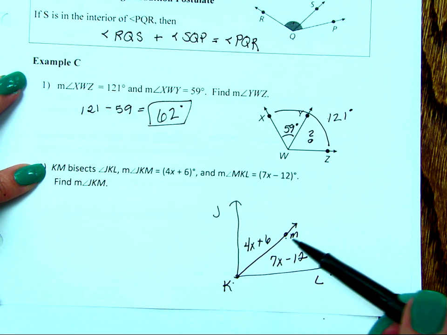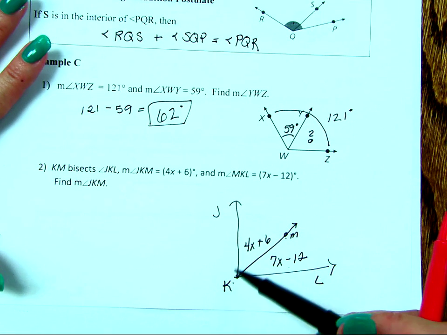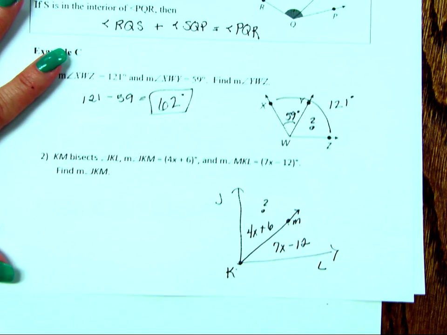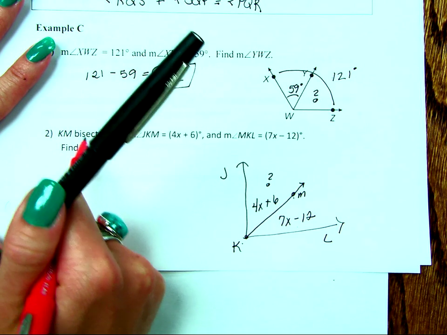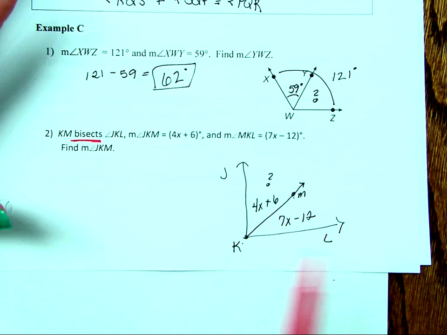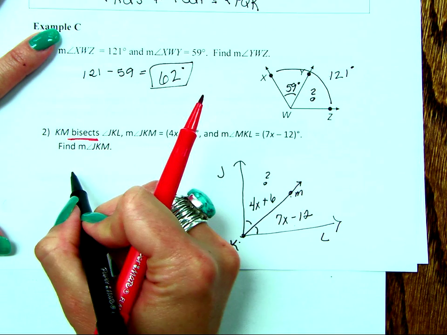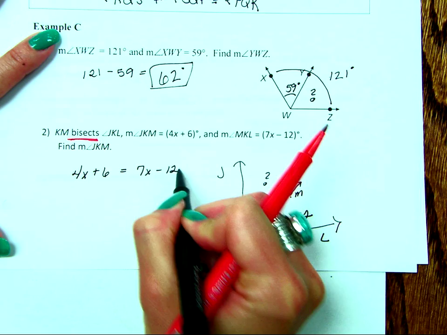Now by angle addition, I would add them together. It would equal the whole. But they're really asking me to find the measure of angle JKM. They're asking me what that angle equals. So I need to do a little bit of solving for x to figure that out. Now there's one key word in this example, and that key word would be bisects. We know that if it bisects, then my angles here should be equal. And that tells me the equation: 4x plus 6 should equal 7x minus 12.